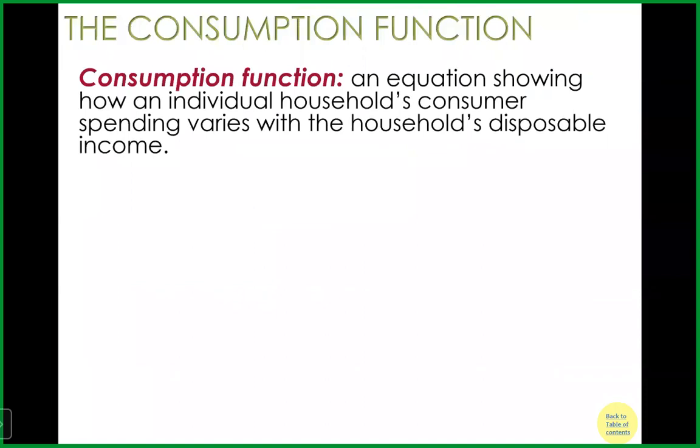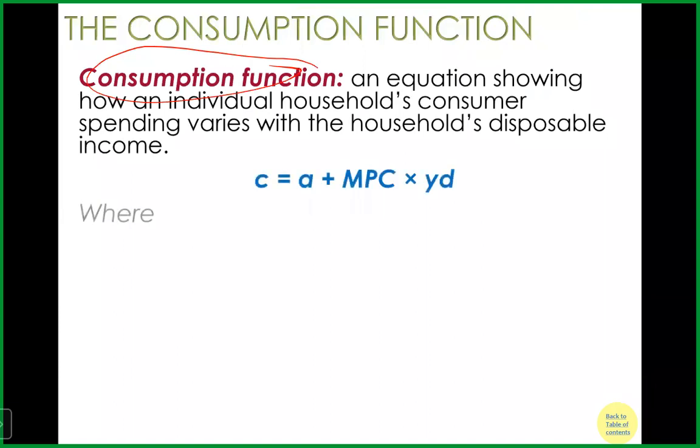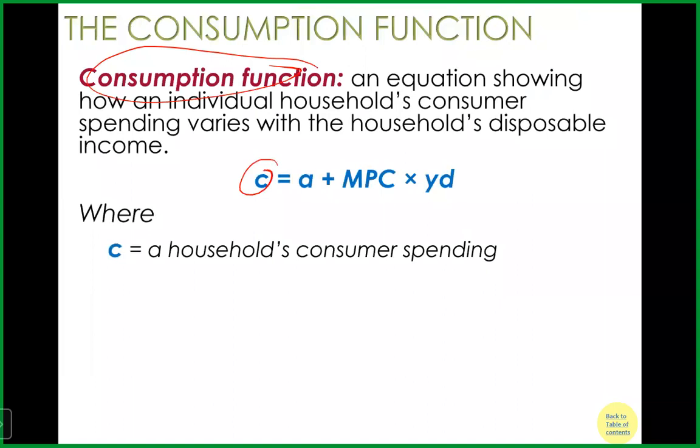Okay, so based on those data, we are going to have a consumption function. This is essentially an equation showing how individual consumer spending varies with disposable income. More specifically, we have C on the left-hand side, which is consumer spending. On the right-hand side, consumer spending depends on the following things. First, your disposable income, YD, and then MPC. But what is A?